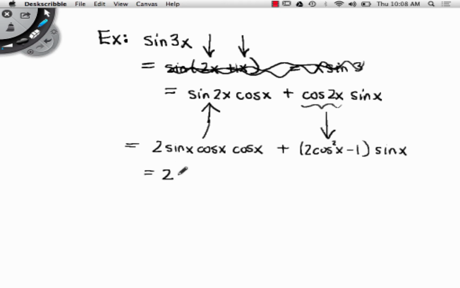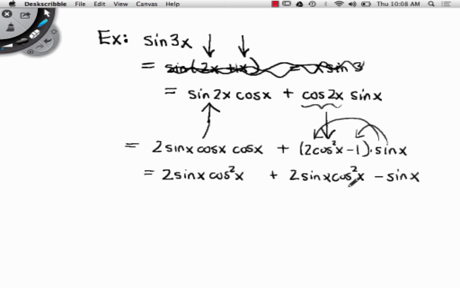Now this becomes 2 sine of x cosine squared x. Does everyone see that? And this becomes distributing. Now right here, Abby, I can distribute because this is multiplication now. So plus 2 sine of x cosine squared x minus the sine of x. These two are like terms, because I have sine x cosine squared, sine x cosine squared. So that's 4 sine of x cosine squared x minus sine of x.